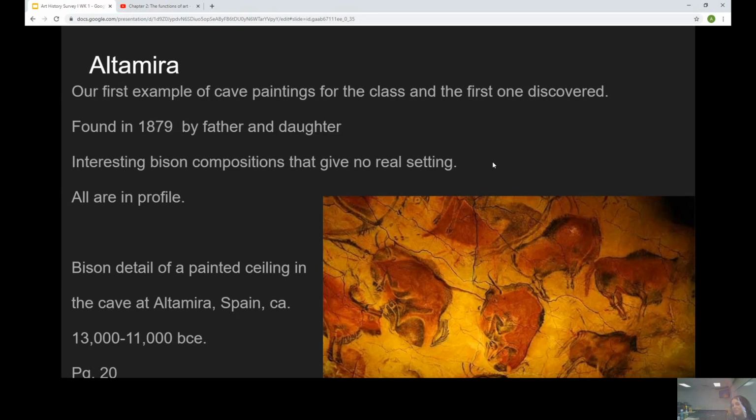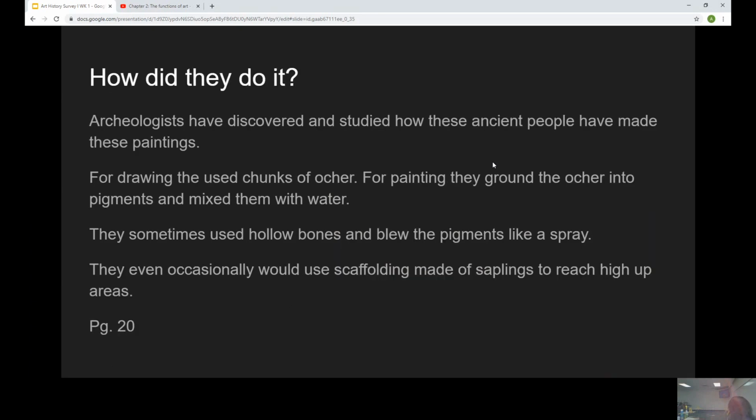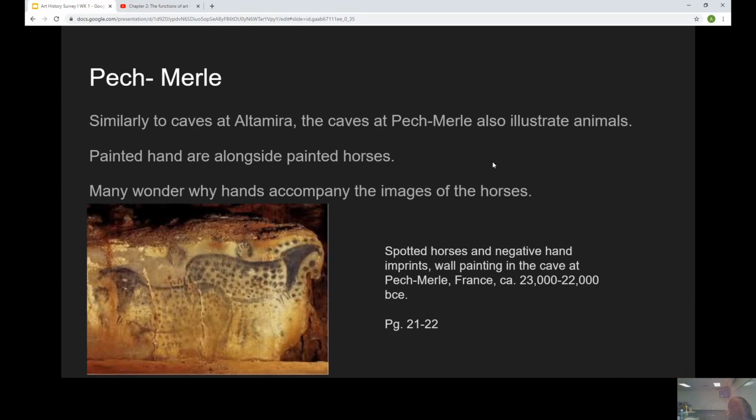But this is just an early cave painting. We're going to look at some others that kind of pose more questions than answers now. And we're going to start with Peckmerle. Peckmerle is the cave complex in which they signed a lot of their artwork with their handprints, and we'll see those. Well, you can kind of see them right here. Above these spotted horses are handprints.